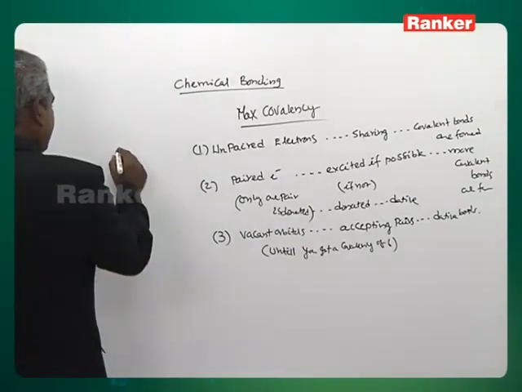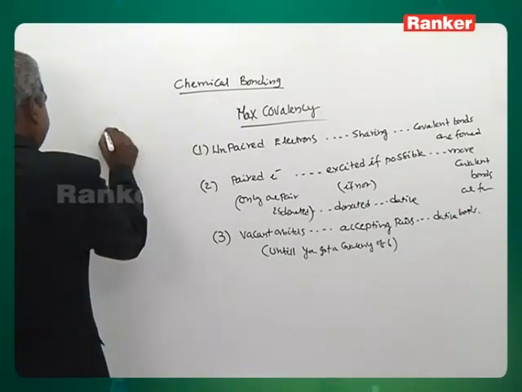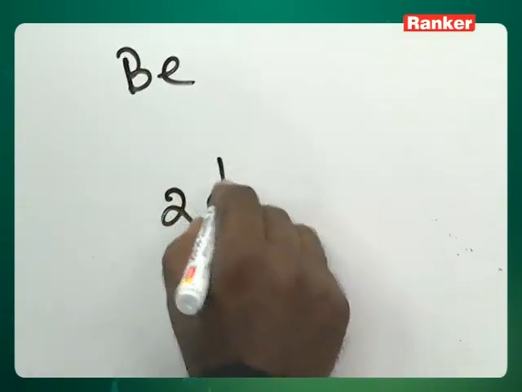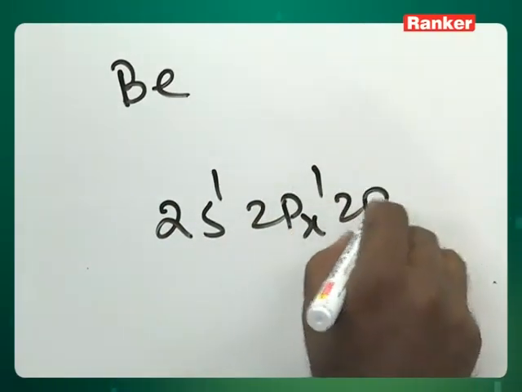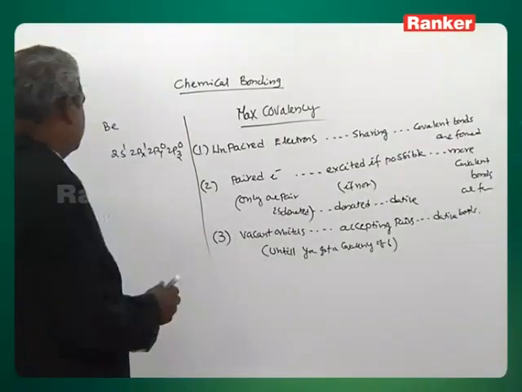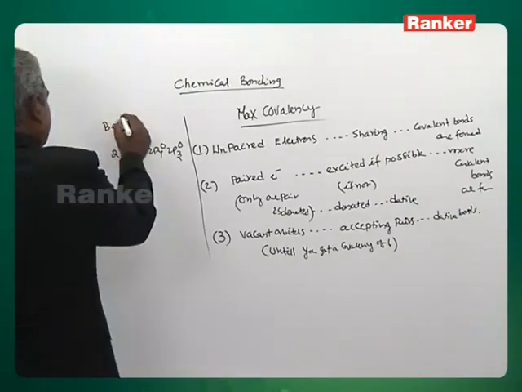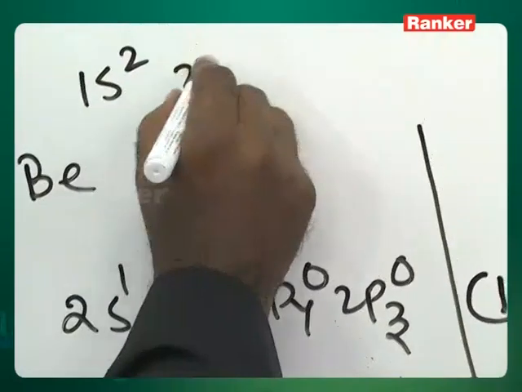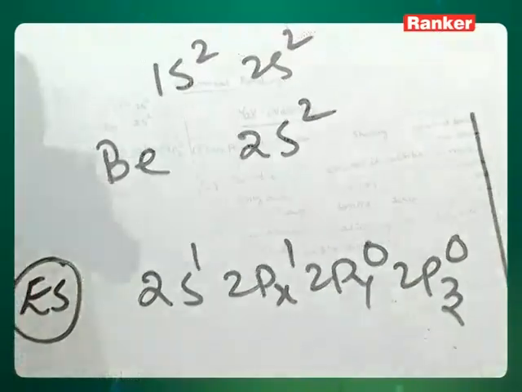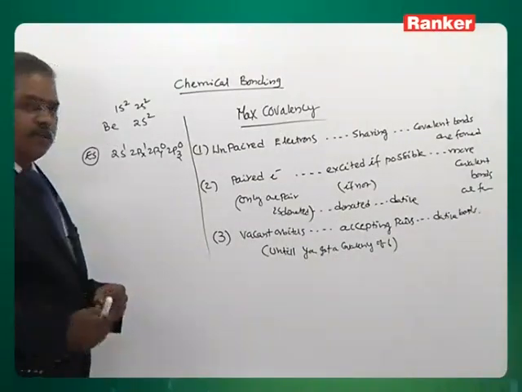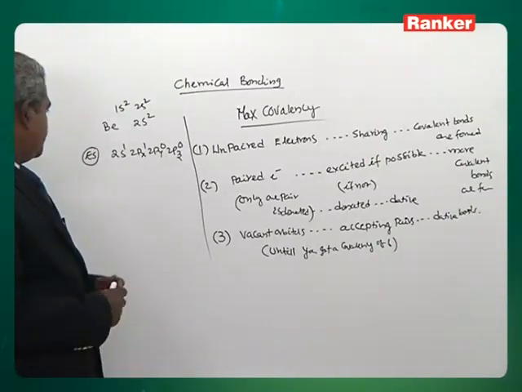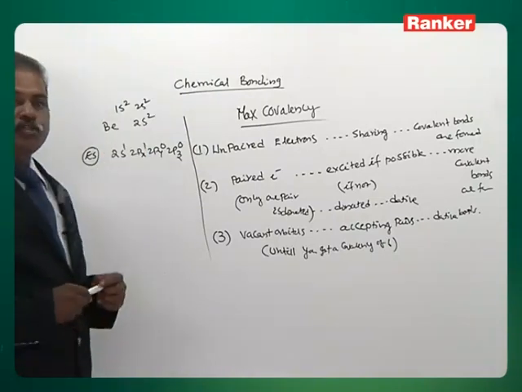Now, let us apply this with beryllium. Beryllium: 2s1, 2px1, 2py0, 2pz0. The original configuration of beryllium is 1s2, 2s2, and in its ground state it is 2s2. In its excited state it is 2s1, 2px1, 2py0, 2pz0. Look here. Beryllium has just 2 electrons in its outermost shell.